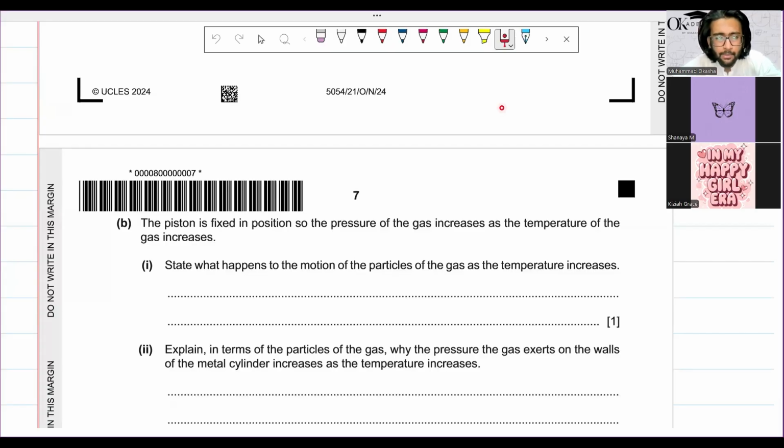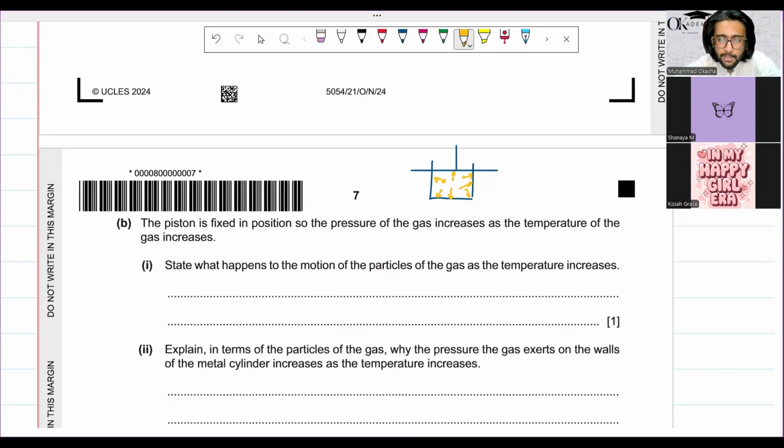It makes sense, right? Because look, here is the case inside. You fix the position of the piston. Let's suppose this is the position of the piston, right? Now, as you're heating up, the gas particles are colliding with the walls more and more vigorously. As they collide with more and more force, the pressure of the gas definitely increases, right? So I think this is a pretty simple question.